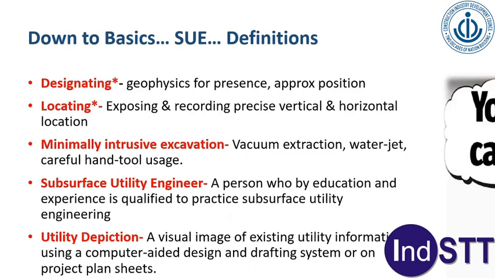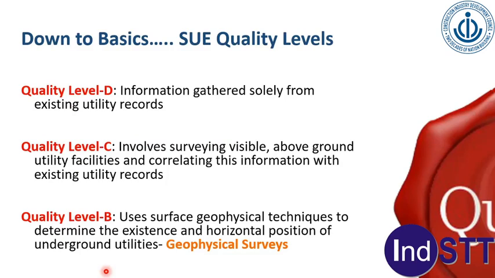Then comes quality level B. This is where it deviates the most from our traditional approach. This is where the major change is. It uses surface geophysical techniques to determine the existence and horizontal position of underground utilities. So here geophysical surveys come. For example, GPR comes, induction locators come, electromagnetic surveys might come, magnetic surveys might come, etc. There are a number of techniques which have been listed in terms of geophysical techniques which can be used for underground detection of utilities.